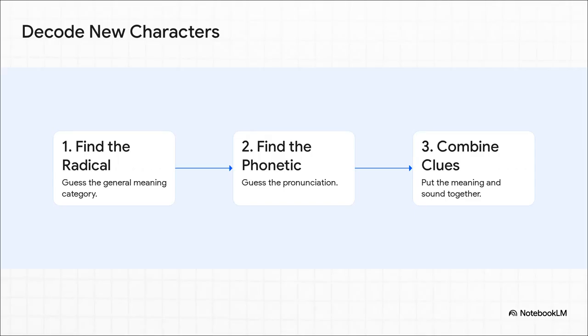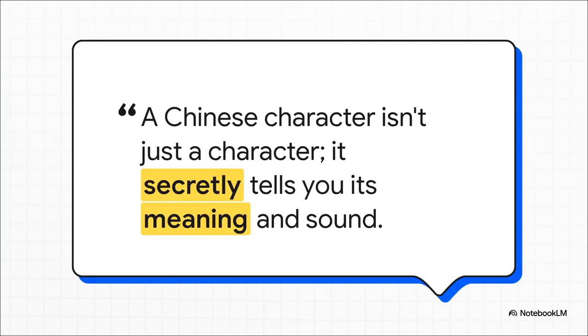So from now on, here's your new game plan. When you see a character you don't know, don't panic. Be a detective. First, find the radical and guess the general meaning. Second, find the phonetic part and guess the sound. And third, just combine those clues. You'd be amazed how often you'll be right, or at least really close. There's a great line that sums this all up perfectly. It goes, "A Chinese character isn't just a character. It secretly tells you its meaning and sound." It's like every character comes with its own little instruction manual built right in.